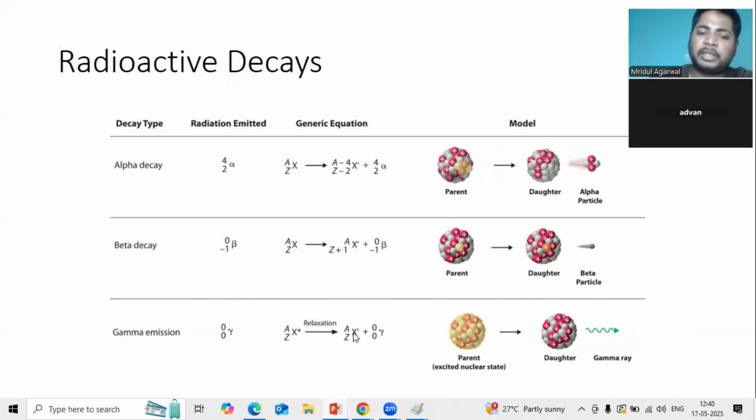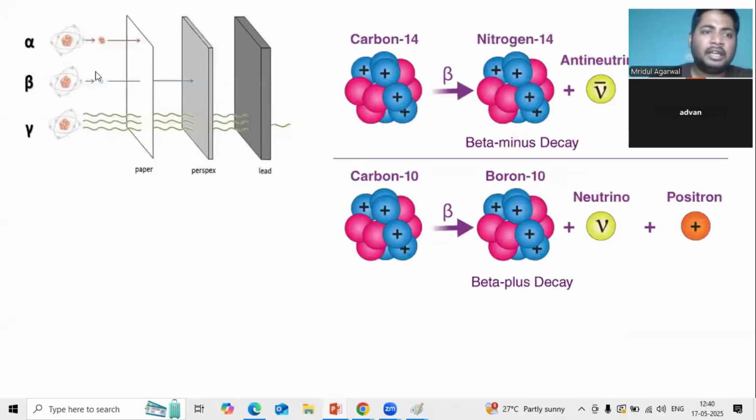Similarly, you can have gamma decay, and there is nothing, no particle emission, it's just the rays that are coming out. So you can see over here gamma rays. Remember one more thing: alpha has less penetrating power because it has a very low speed. Similarly, beta has more penetrating power. Gamma has the highest penetrating power, even through perspex and paper it will pass through.